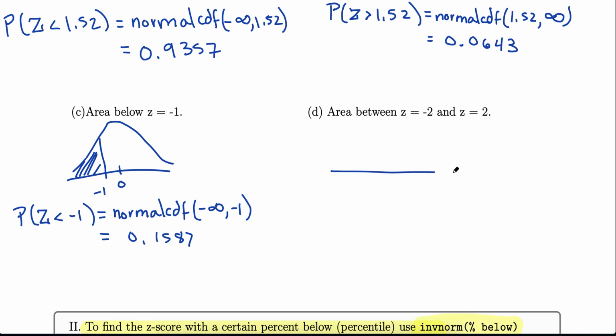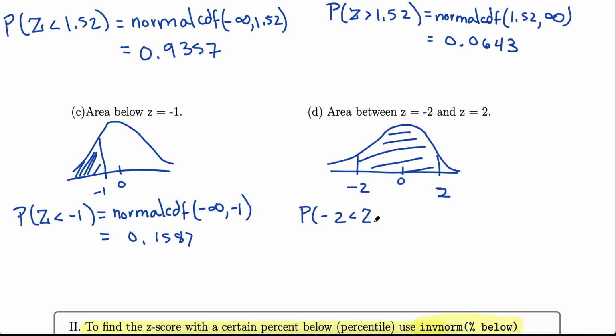Now this last one, what about between two values? We haven't done that before. So between negative 2 and 2. Pretend this is symmetric. Sorry, my little sketch doesn't look very symmetric. So remember the empirical rule, if I go 2 standard deviations away, it should be about 95% of the observations. So let's check it out.